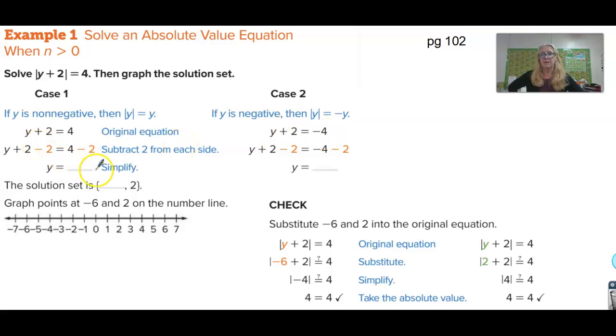Then they went through and solved for y. All right, over here, y is equal to 4 minus 2, which means y is 2. All right, and over here we have -4 minus 2, which is -6. So, I guess they already wrote the 2. It was the 6 they didn't have.